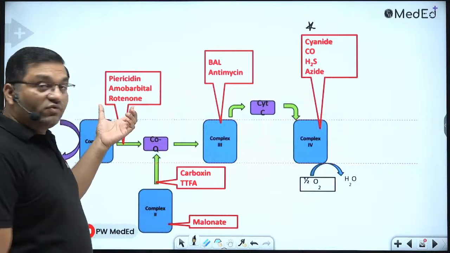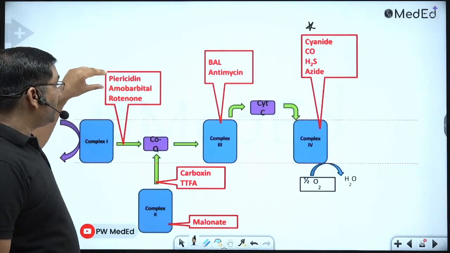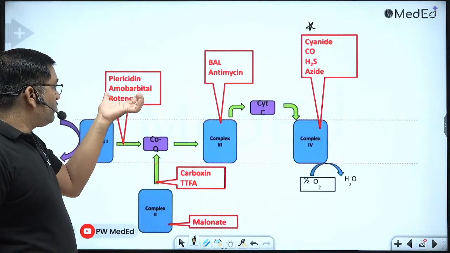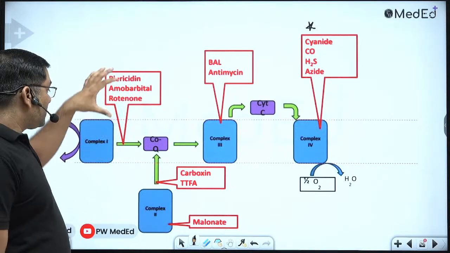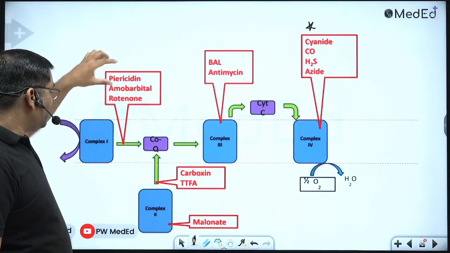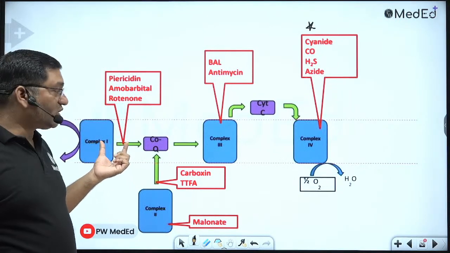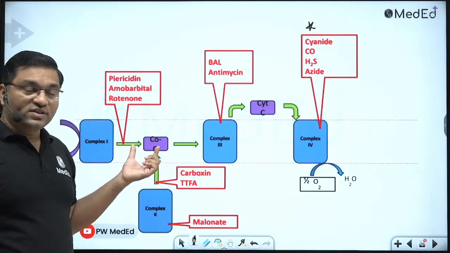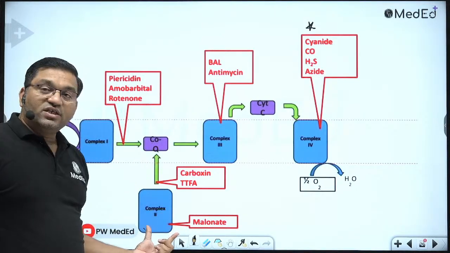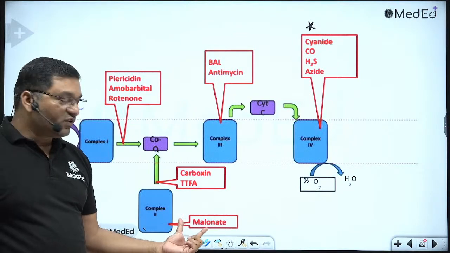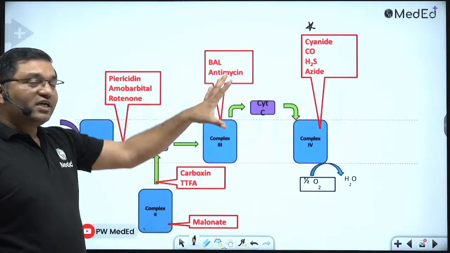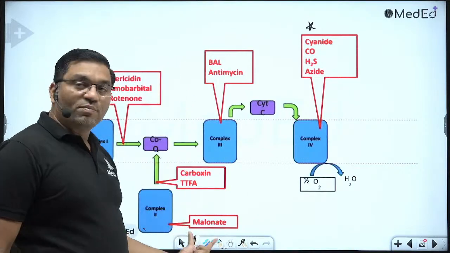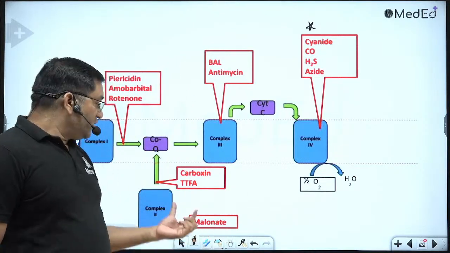Now complex 1: piericidin, amobarbital, rotenone, secobarbital, barbiturates. Amobarbital means barbiturates. These are the inhibitors which inhibit complex 1 of the electron transport chain and inhibit the movement of electrons from complex 1 to coenzyme Q. Malonate inhibits succinate dehydrogenase. It is a competitive inhibitor, while all other inhibitors are irreversible non-competitive inhibitors. This one, malonate, is the competitive inhibitor.